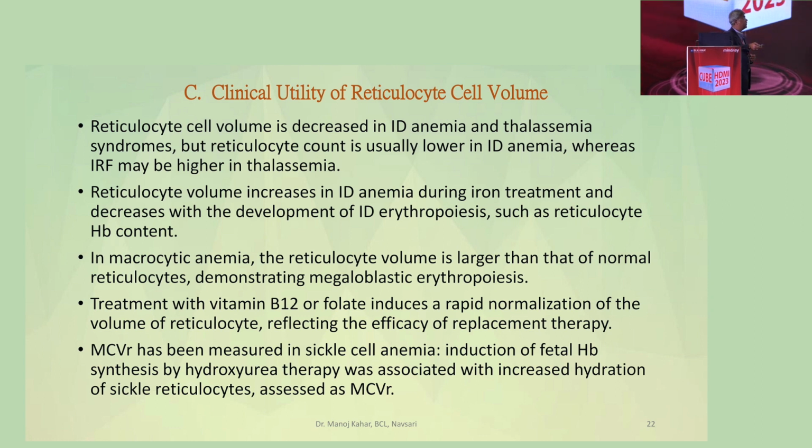And reticulocyte cell volume is decreased in iron deficiency anemia and thalassemia syndromes, but reticulocyte count is usually lower in iron deficiency anemia, whereas IRF may be higher in thalassemia. Then reticulocyte volume increases in iron deficiency anemia during iron treatment and decreases with the development of iron deficiency erythropoiesis, such as reticulocyte hemoglobin content. In macrocytic anemia, the reticulocyte volume is larger than that of the normal reticulocytes, demonstrating megaloblastic erythropoiesis. And as we know, treatment with vitamin B12 or folate induces a rapid normalization of the volume of reticulocyte, reflecting the efficacy of replacement therapy.